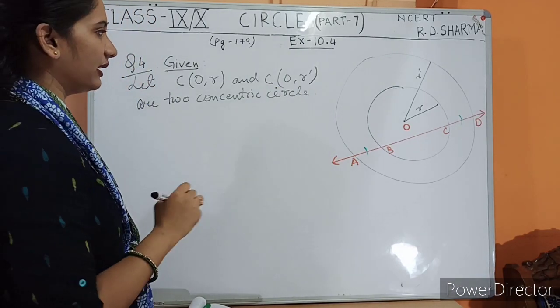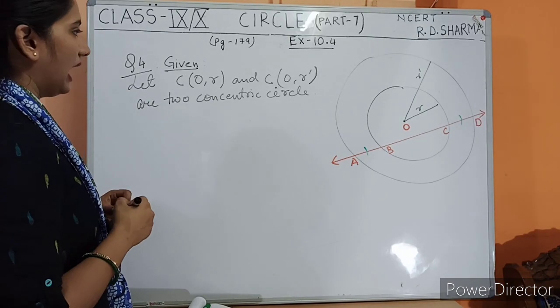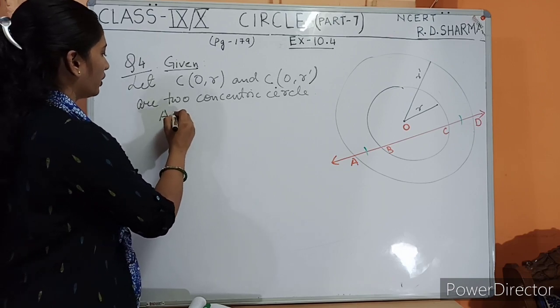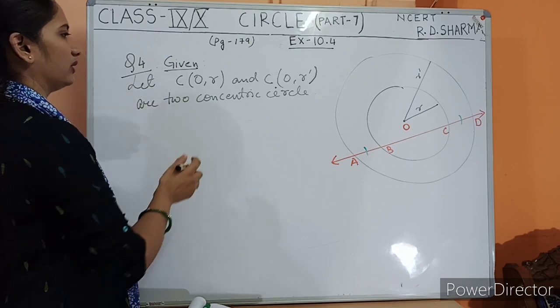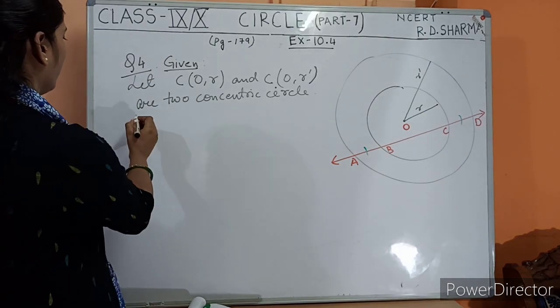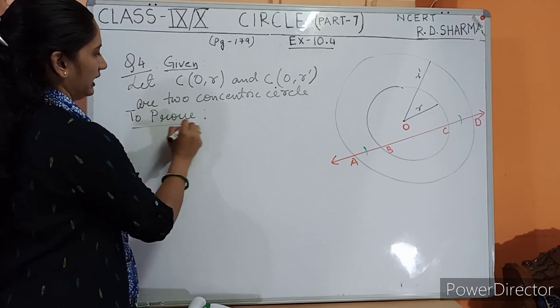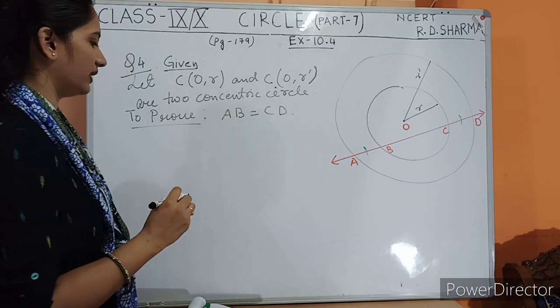Means having the same center but different radius. And what is given here: chords are given, a common chord is given here, or we will just write down that thing afterwards. What we need to prove? We need to prove the part AB must be equal to the part CD. With this we need to prove.